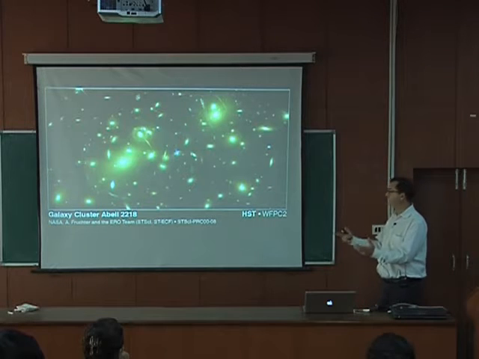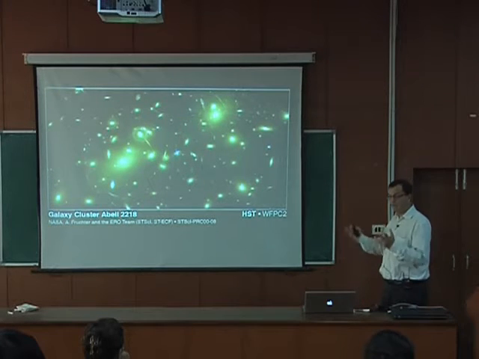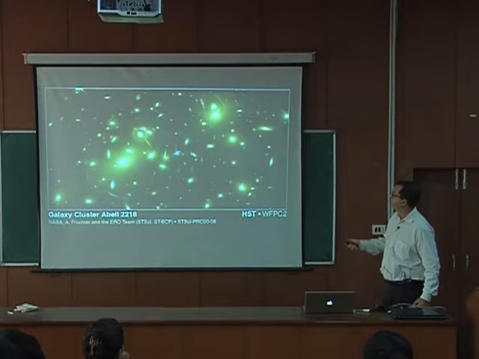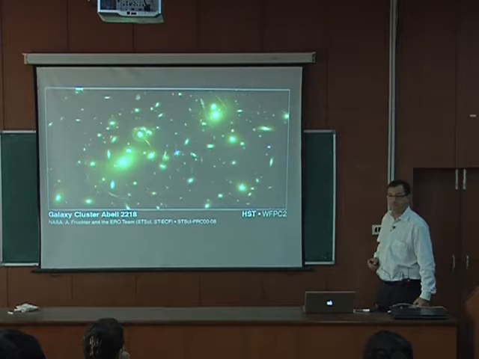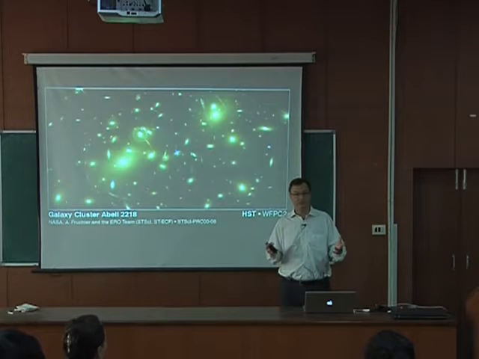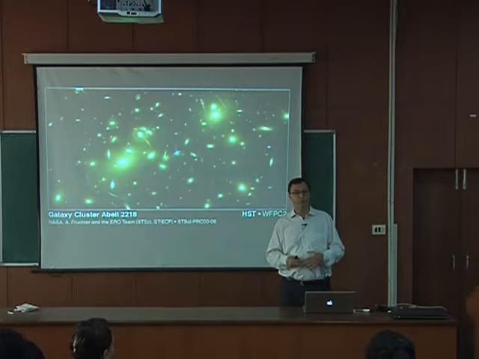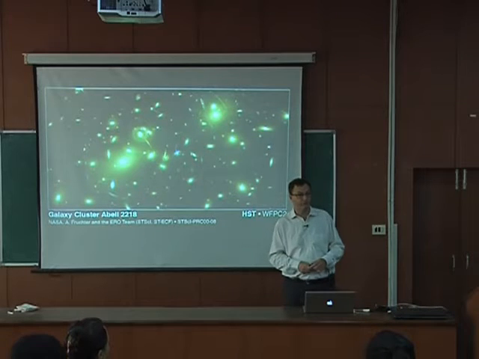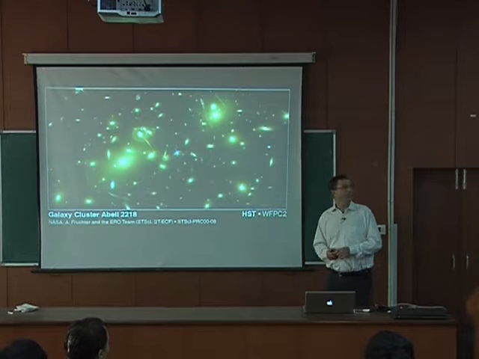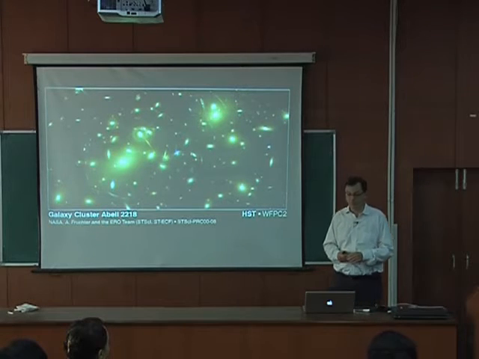Okay? So one can model all these arcs together and map and get constraints on the gravitational potential of this cluster. And that way we can weigh the mass of clusters, which, as I said, is one cosmological probe. Counting the number of clusters as a function of mass has a strong dependence on cosmological parameters, so one can do this.